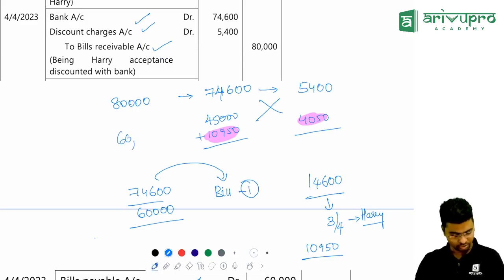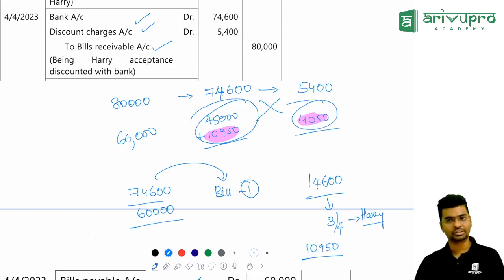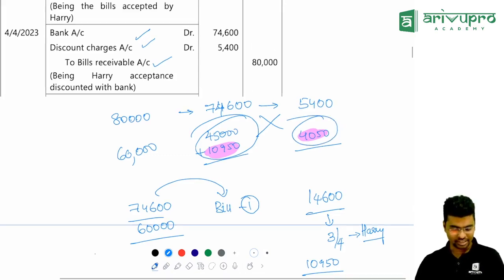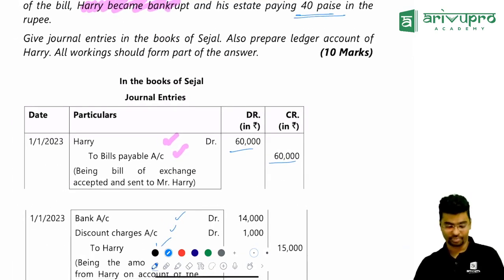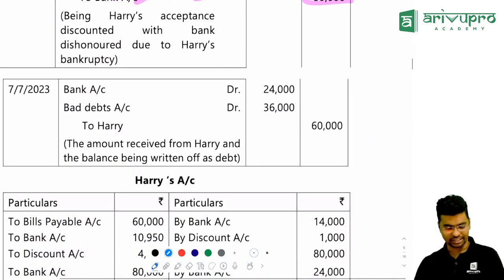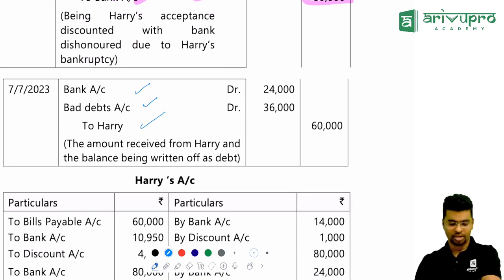Totally he has to pay you. When you do the sum total of this, it comes to 60,000. Correct? So he is saying for 60,000 rupees you are paying him only what? 40 paise. That means what will be the bad debts? Bad debts. So what's your journal entry for bad debts? Bank, bad debts to add. Good question for 10 marks actually. Who all made mistakes? Understood?